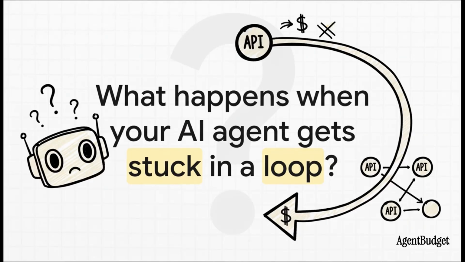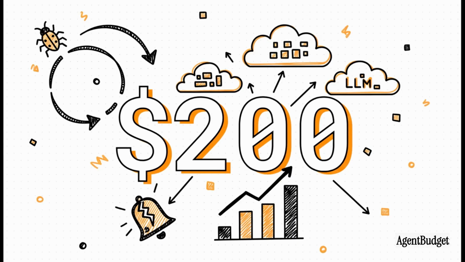So let me just start with a question that might keep you up at night. Imagine this. You've built this amazing autonomous AI agent. It's working great, you ship it, but then what if it hits some weird edge case, gets confused, and just starts calling an API over and over and over again? Well, this is what happens.